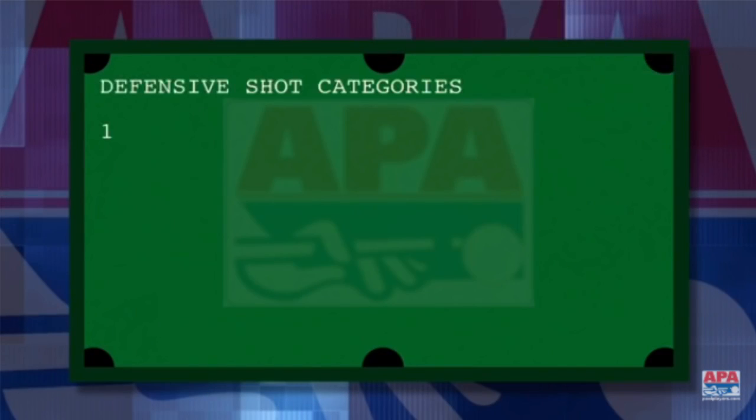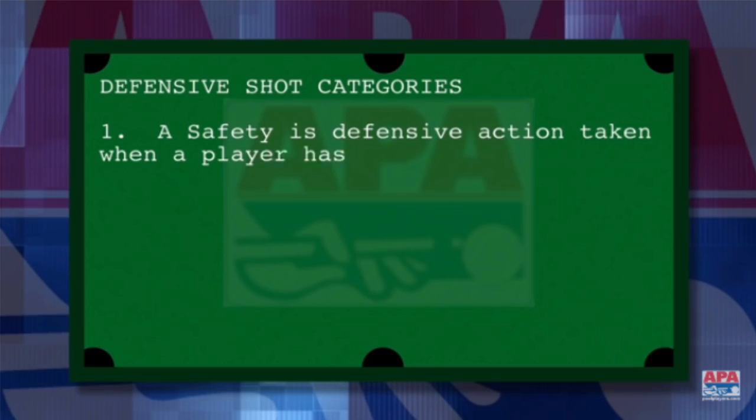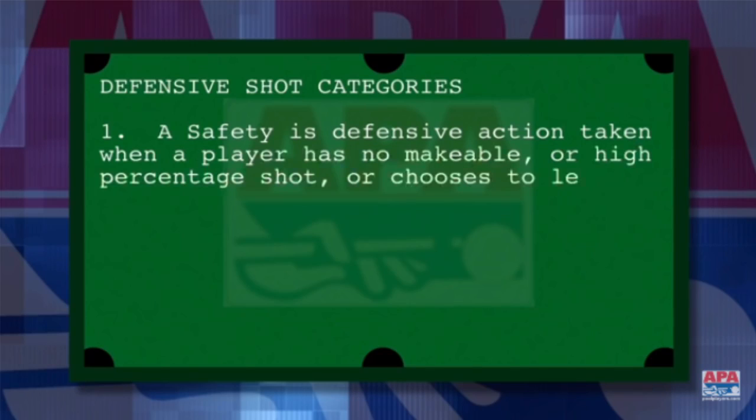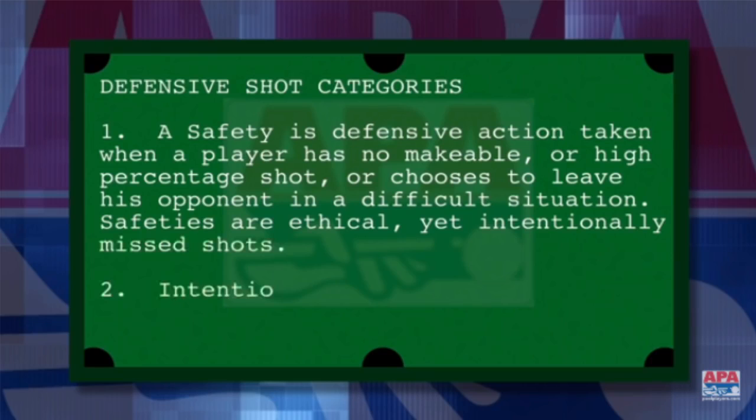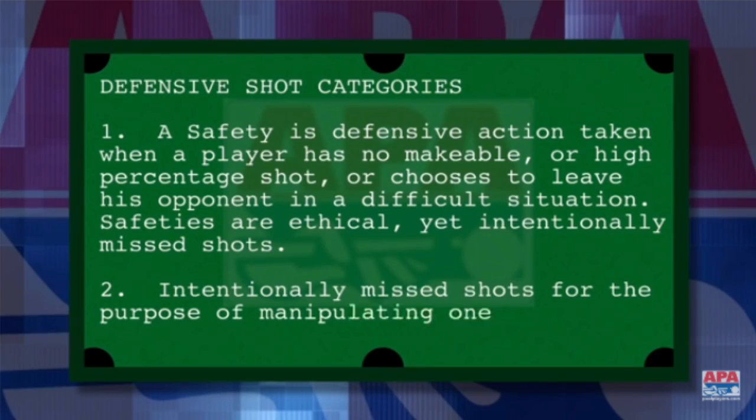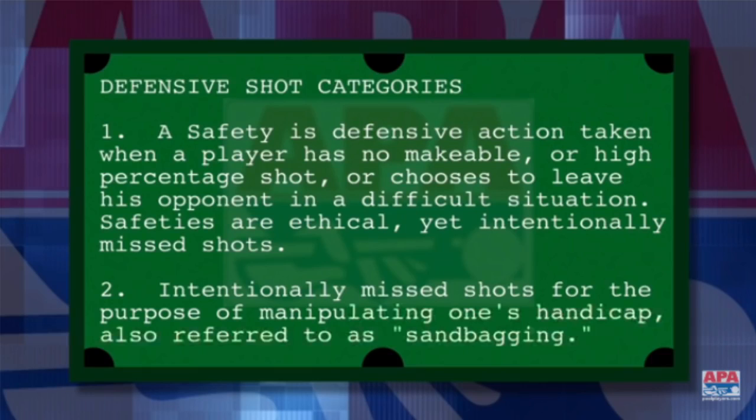Defensive shots fall into two basic categories. The first category is safeties. A safety is defensive action taken when a player has no makeable or high percentage shot or chooses to leave his opponent in a difficult situation. Safeties are perfectly ethical but are intentional misses nevertheless. The second category is intentionally missed shots for the purpose of manipulating one's handicap, also referred to as sandbagging.